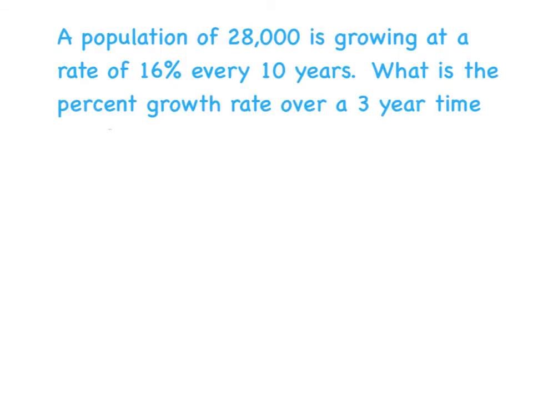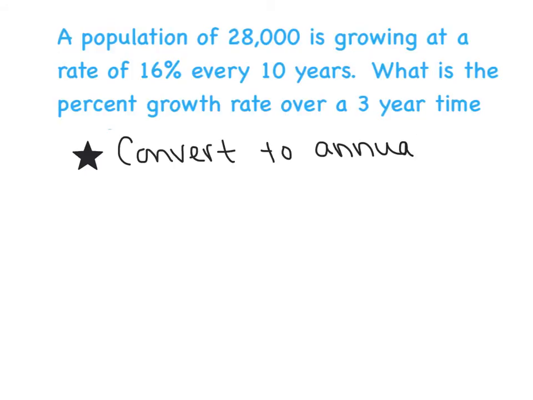Well, we've got ourselves a real big bear now. And this is really going to take everything that we've learned tonight. We've got a population of 28,000 growing at a rate of 16% every 10 years. So this is not our annual growth rate. And they want to know what's the percent growth over a 3-year time period. And here's the kicker, and the number one thing I need you to stress here tonight is that we're going to write our equation, but we're going to then convert it to an annual basis first, okay?